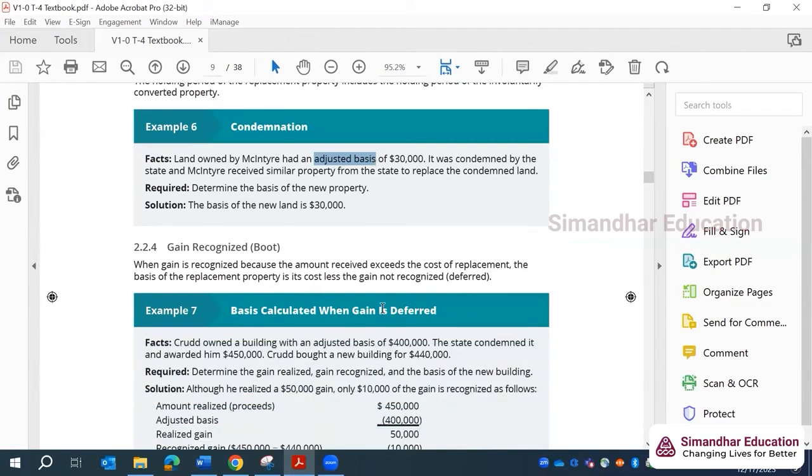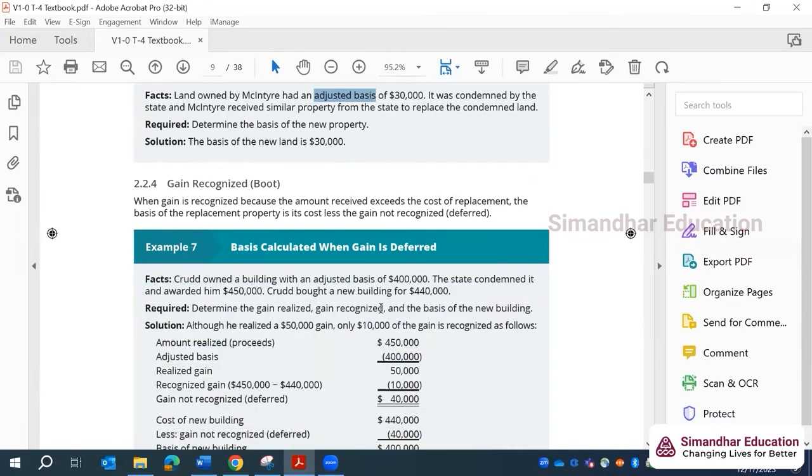Now let's see this example. CRUD owned a building with an adjusted basis of $400,000. The state condemned it and awarded him $450,000. So in this transaction, what is the gain that is realized by CRUD? My property has a basis of 400. I am being awarded $450,000. So my realization of the gain here is $50,000.